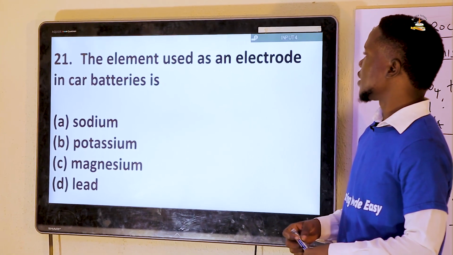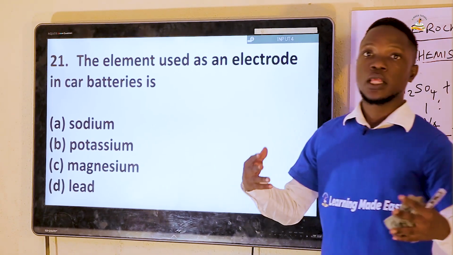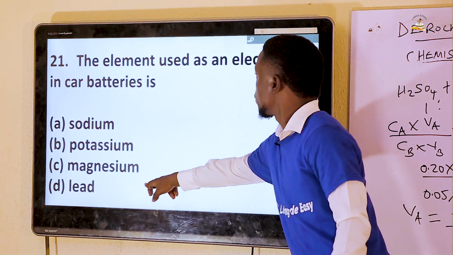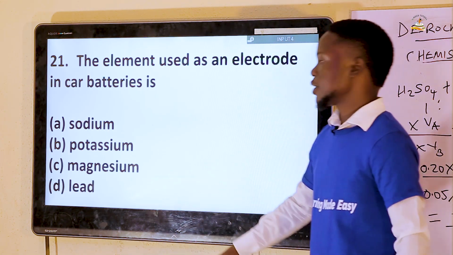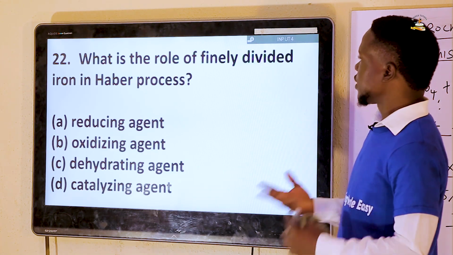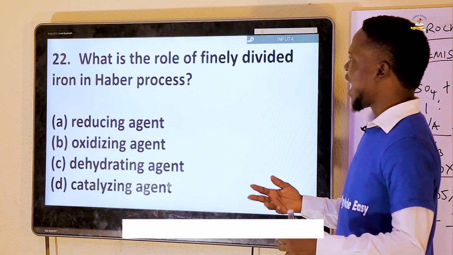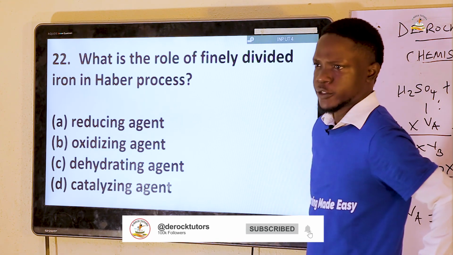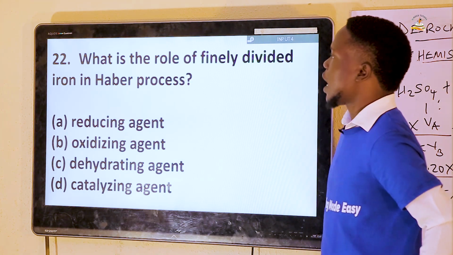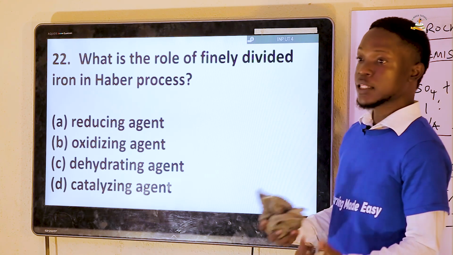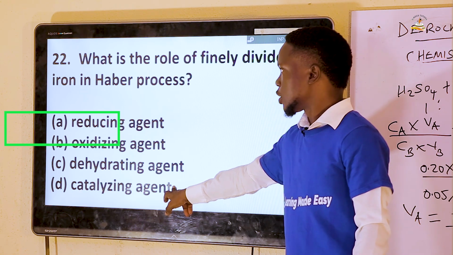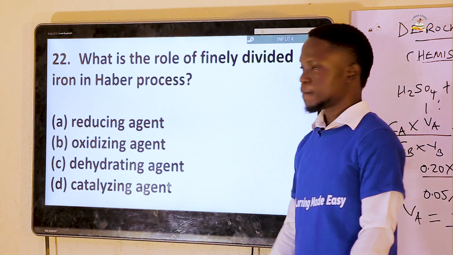Next question. The element used as an electrode in car batteries is lead. Lead is used as an electrode in car batteries. So that's option D. 22. What is the role of finely divided iron in Haber's process? The role of finely divided iron in Haber's process is that iron is acting as a catalyst. So the answer is as a catalyzing agent. So that is option D.